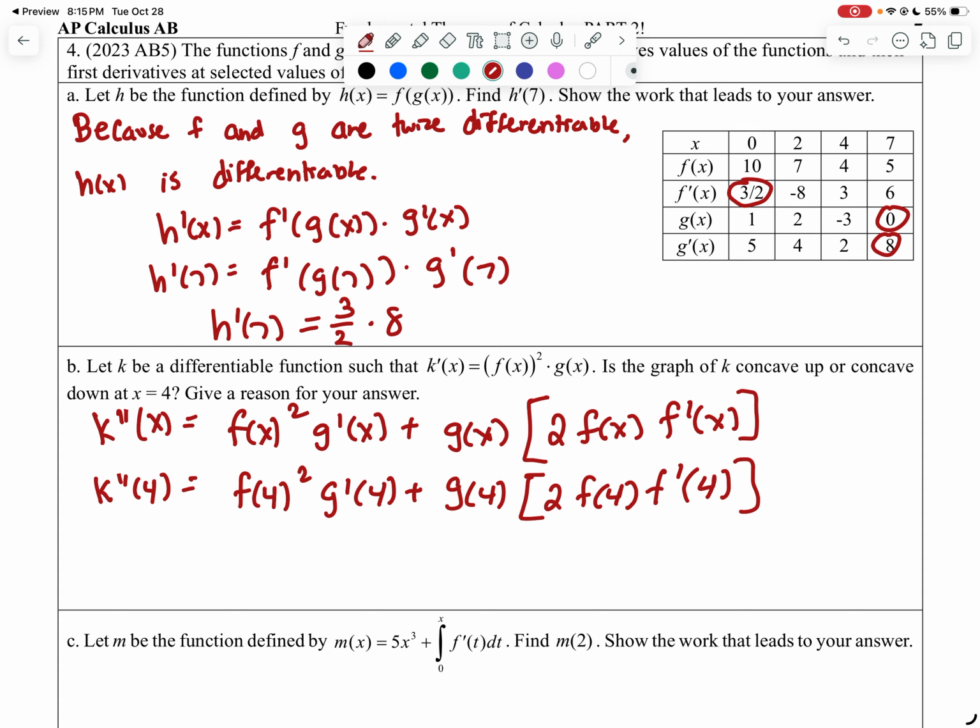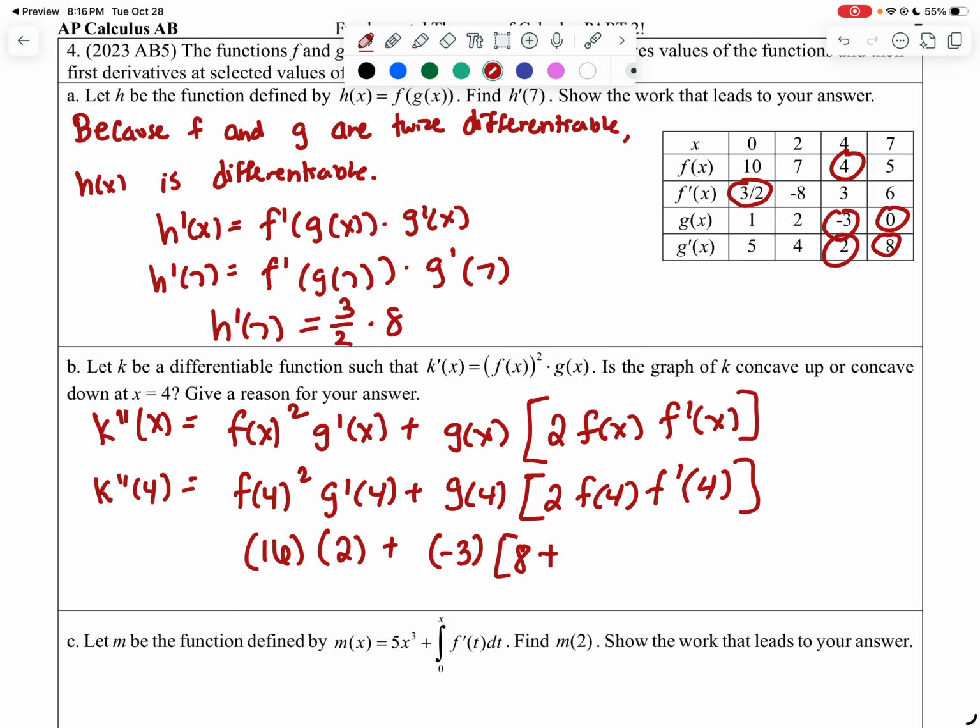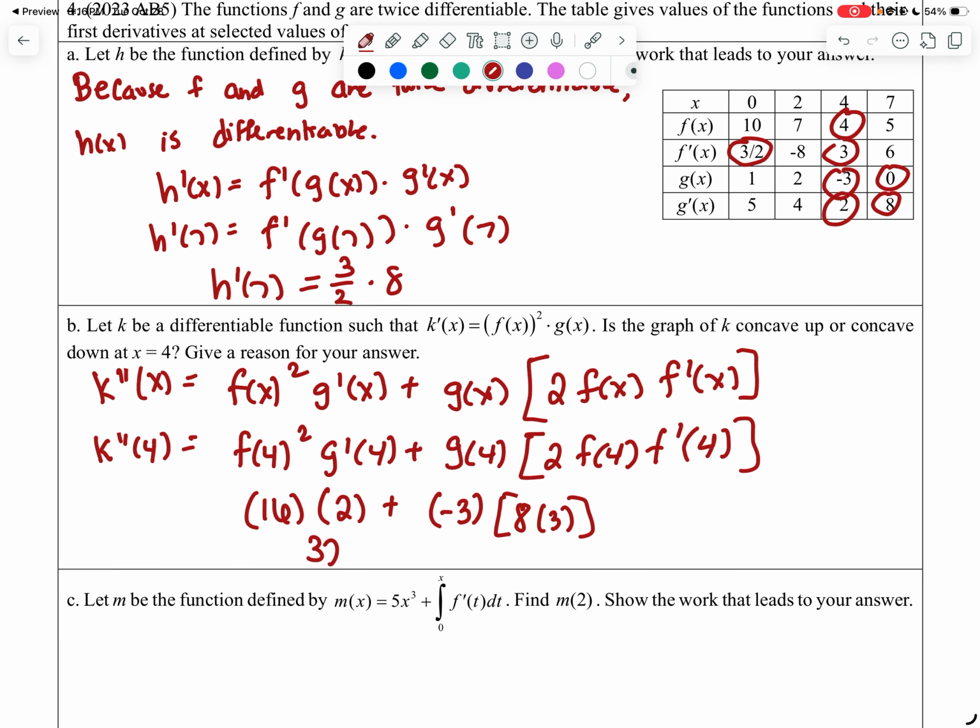Anyways, f of 4 is 4, so then 4 squared gives us 16. G prime of 4 is 2. G of 4 is negative 3. 2 times f of 4 is going to give me 8 plus, oh, not plus, times f prime of 4 is 3, which gives you that right there. So now you have like 32 minus 72, which equals negative 40, which is less than 0.